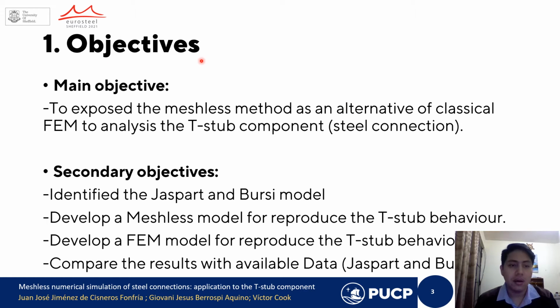The main objective is to expose the Meshless method as an alternative to classic FEM to analyze the T-stub component, in other words, steel connections. Secondary objectives are: identify the Jasper and Berrospi model, develop a Meshless model to reproduce the T-stub behavior, develop a FEM model to reproduce the T-stub behavior, and compare the results with available experimental data, in other words, the Jasper and Berrospi data.